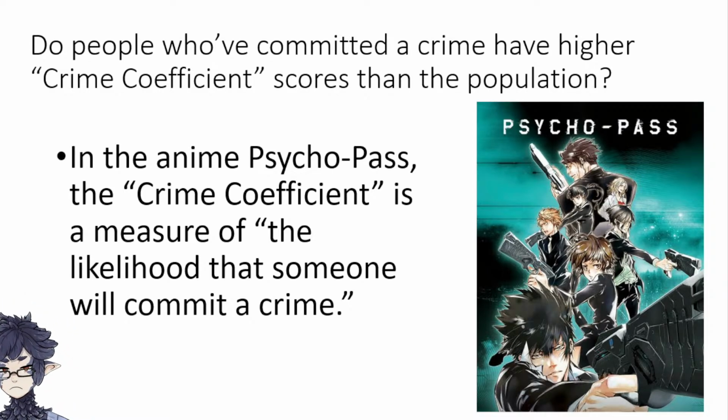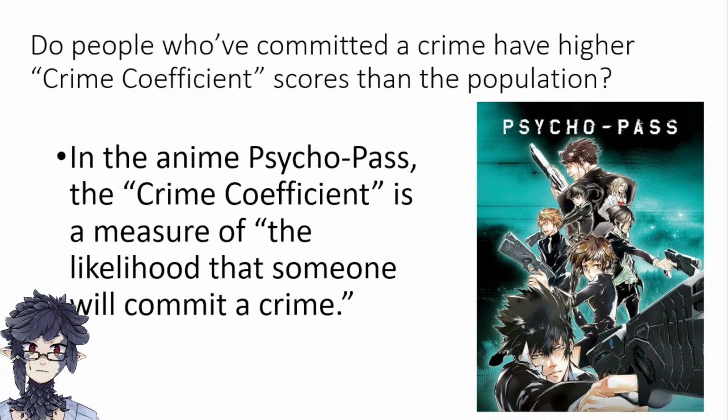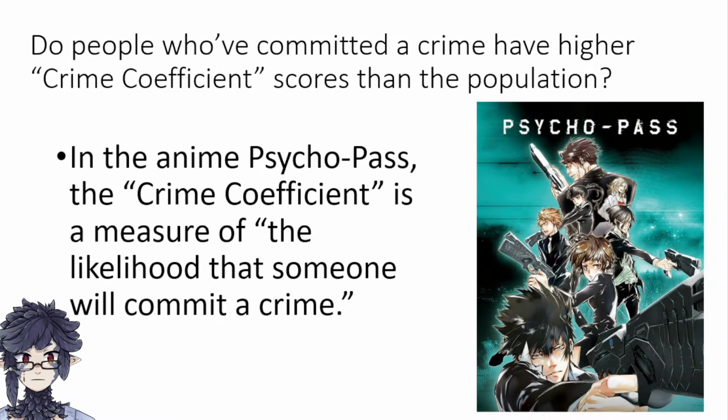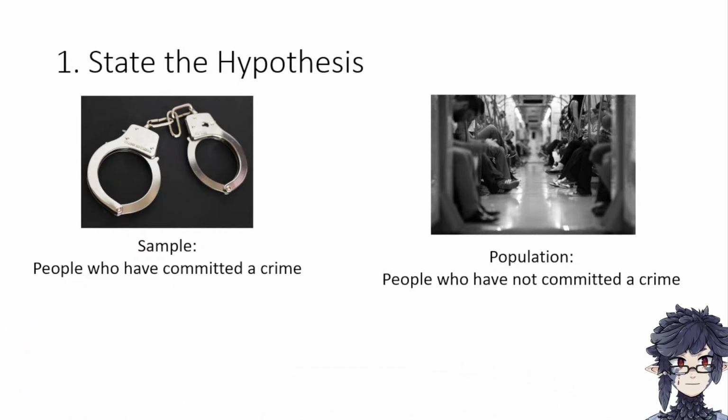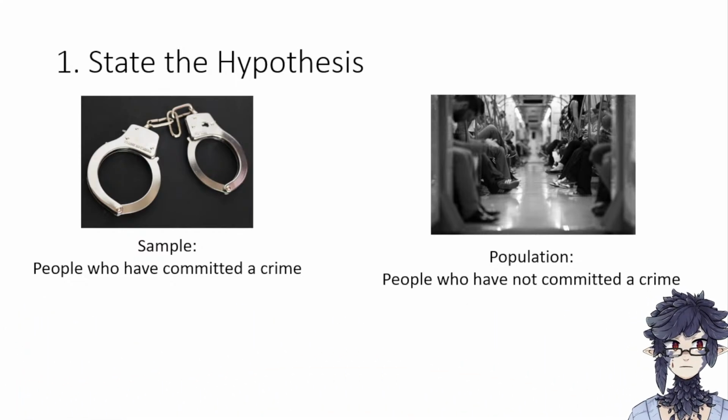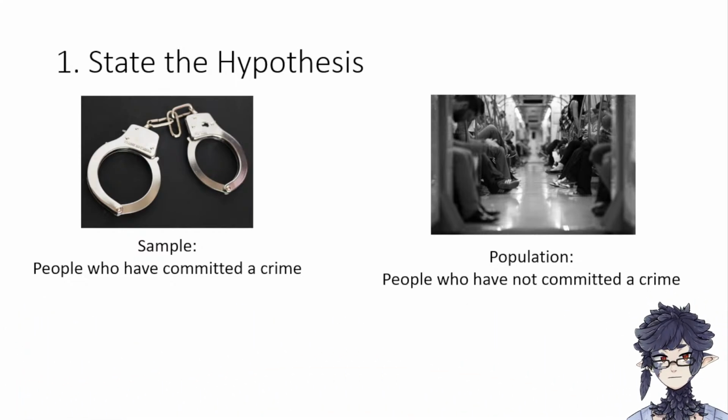So for the purposes of this example, let's say I'm testing to see whether crime coefficients are a valid predictor of criminality, or at least are related to criminal behavior. So step one, I might state my hypothesis. My sample, for example, might be people who have committed a crime. So these are people who have been convicted of committing some sort of crime. And then my population, which you can think of as my sort of control group, is people who have not committed a crime.